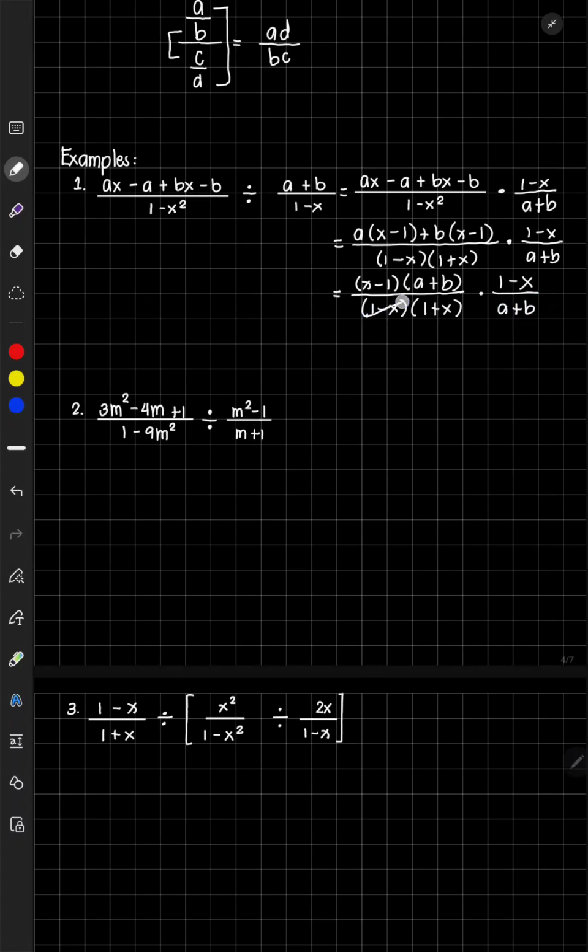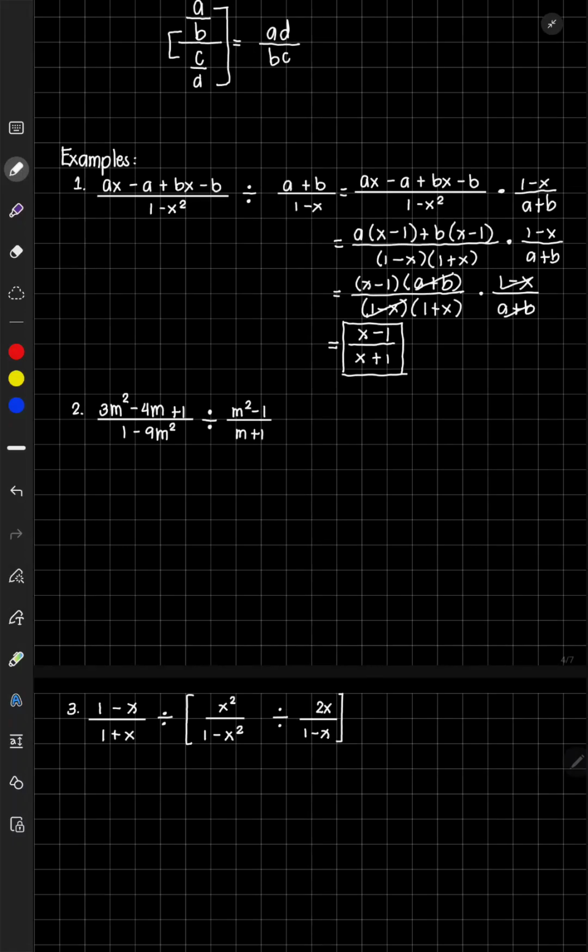So we can cancel out 1 minus x and 1 minus x, a plus b and a plus b. So the final answer would be x minus 1. So since this is only addition, we can interchange or exchange the position. So we can write x first, so plus 1. So this would be the final answer.